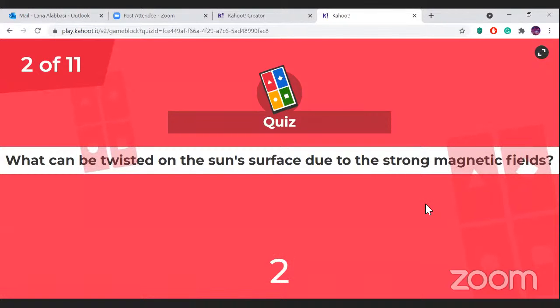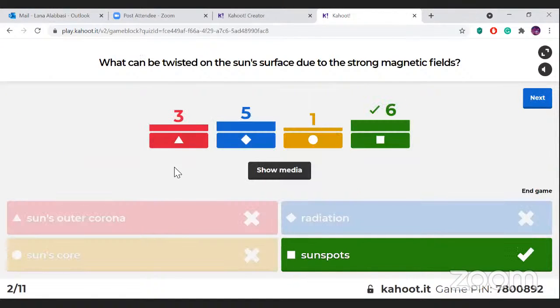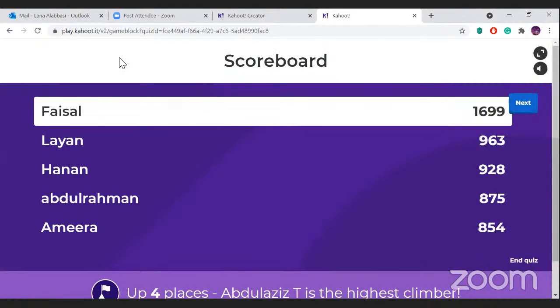The next question, what can be twisted on the sun's surface due to the strong magnetic fields? Is it the sun's outer corona, radiation, sun's core, or sunspot? Please click on the right answer. So the right answer, or the correct answer, is sunspots. Well done to you all.